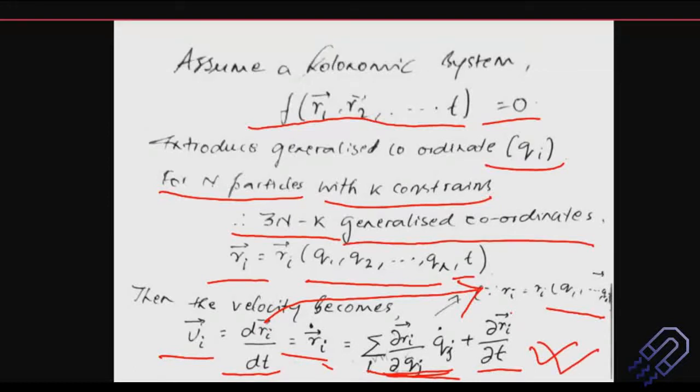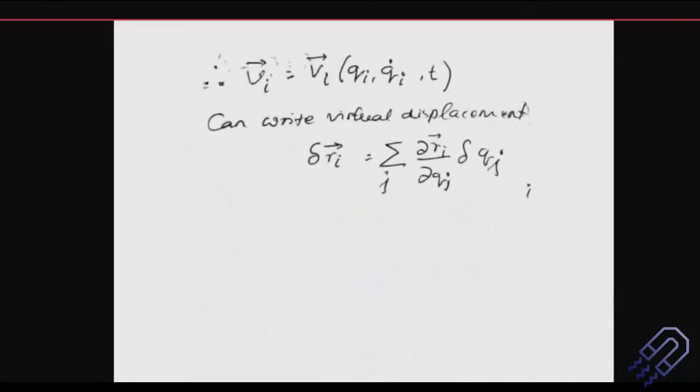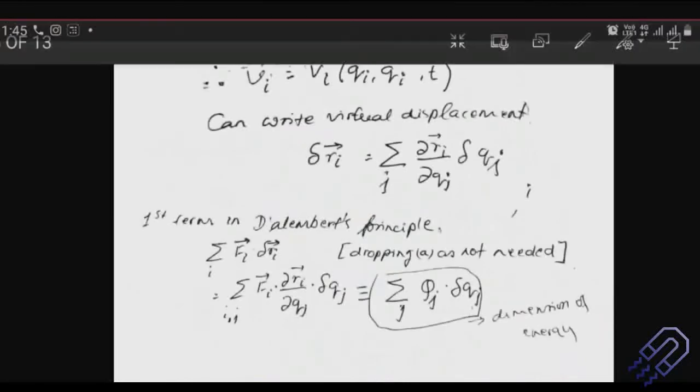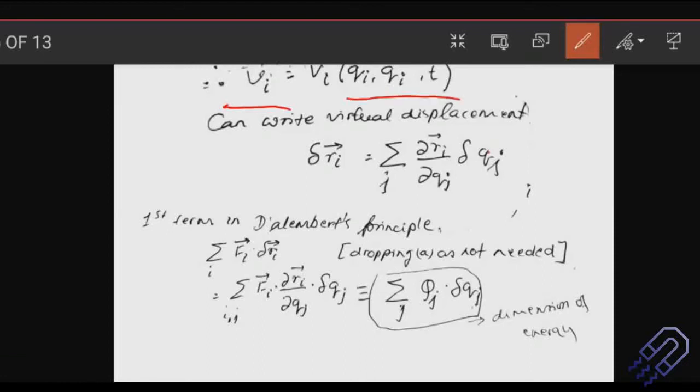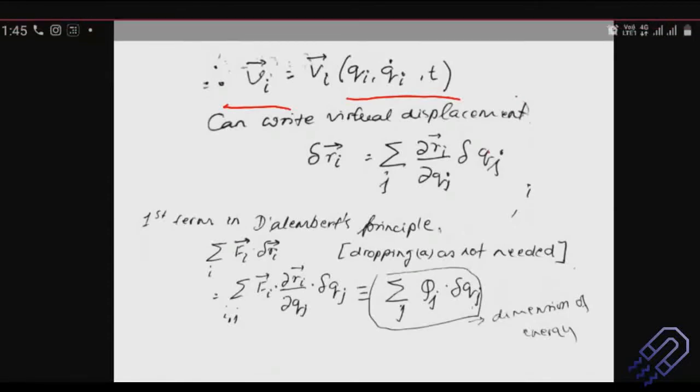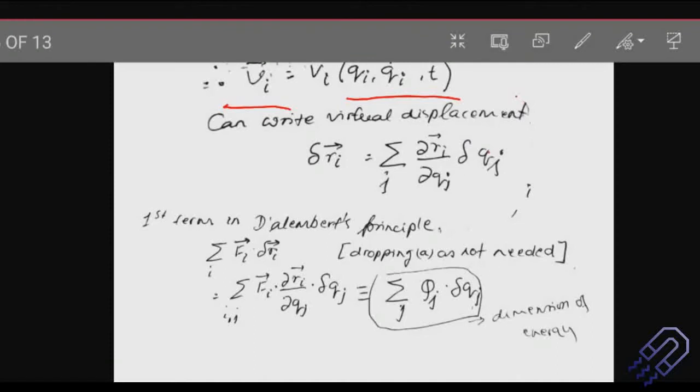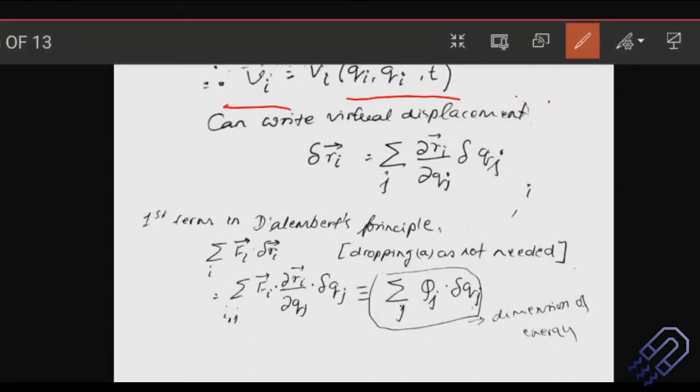So then we have this base, this is fine. And then what is our next step? The next step is this. So if we have the velocity now, which is a function of, let's say, q_i, what happens here is that the velocity is a function of q_i dot and time. And we can write down the virtual displacement as this.